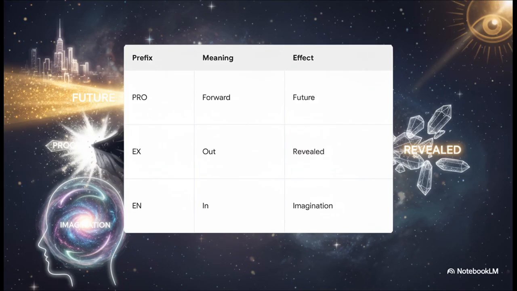Let's look at just a few more advanced prefix filters. Pro means forward, which creates a future beam of light. Ex means out, acting as a revealed light that exposes outward proof. And in means into. When you beam that light directly into your mind, you activate the imagination light. It completely transforms what you're looking at.